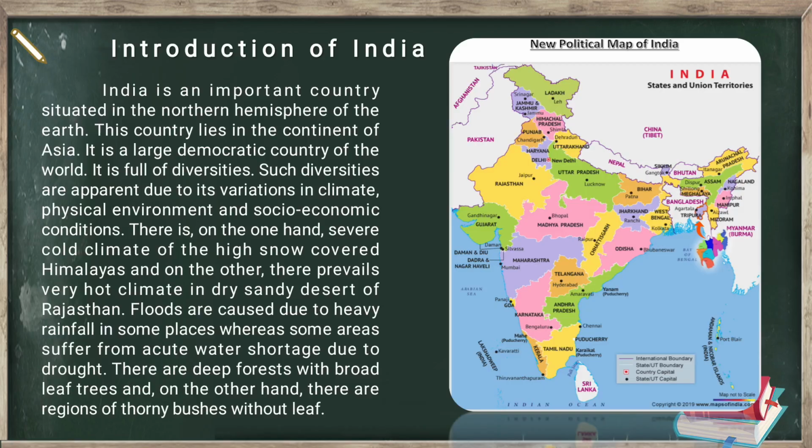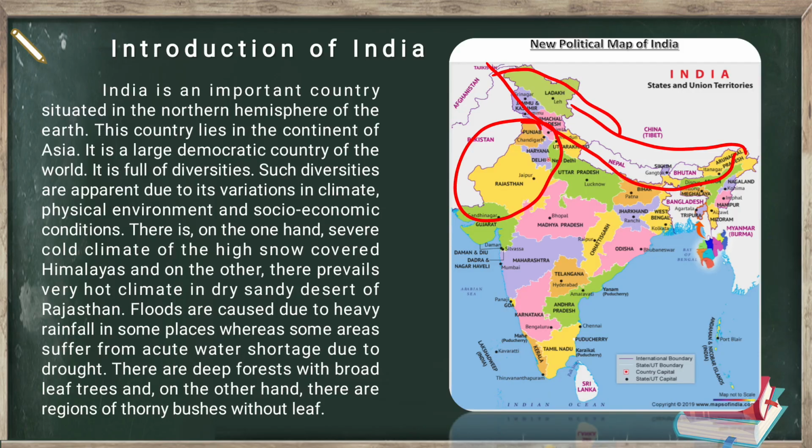So where the snow is, in this portion, it starts from Kashmir, the Himalaya, Nepal, up to Arunachal Pradesh. So it is very cold there, not hot, it is very cold there. But in the western portion, see here, Rajasthan, the Thar desert is there, so it is very hot. Then there prevails a very hot climate in the dry sandy desert of Rajasthan.